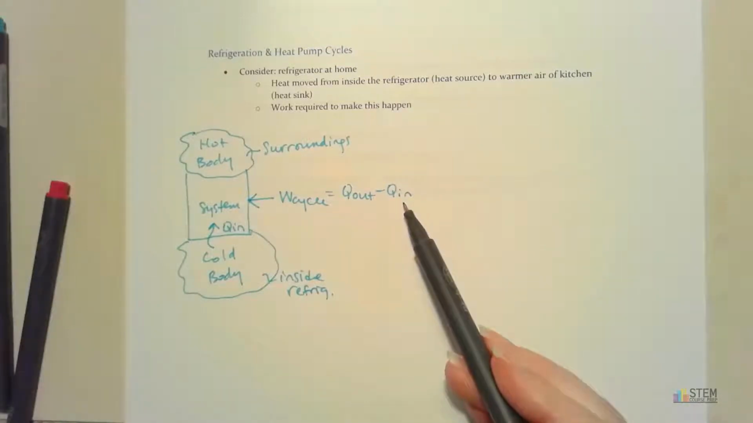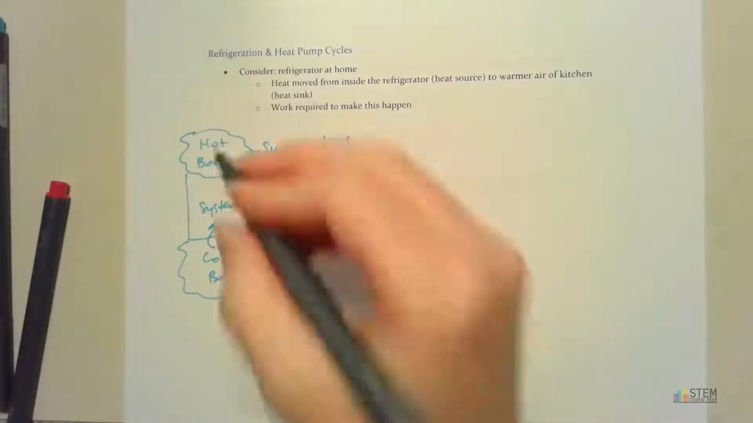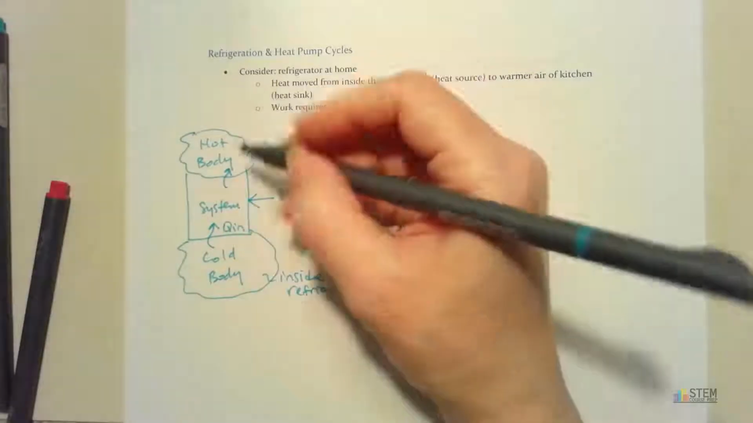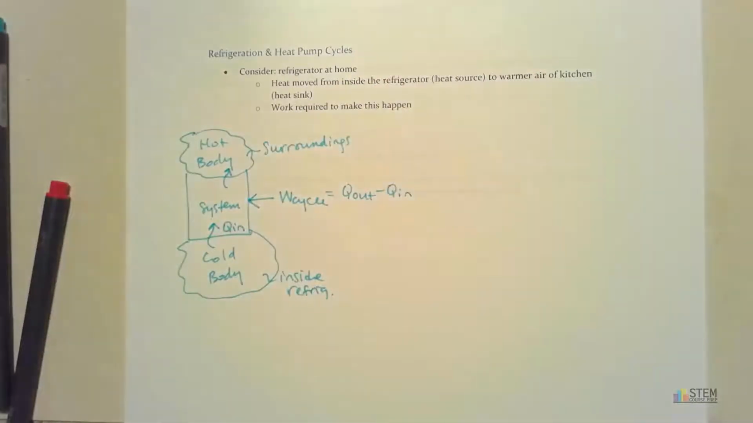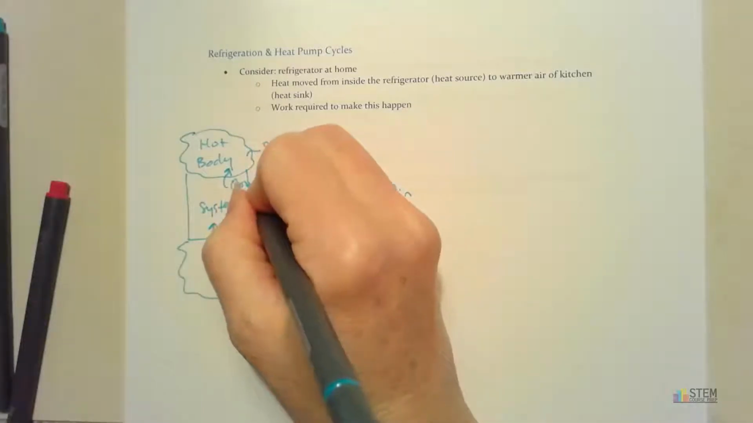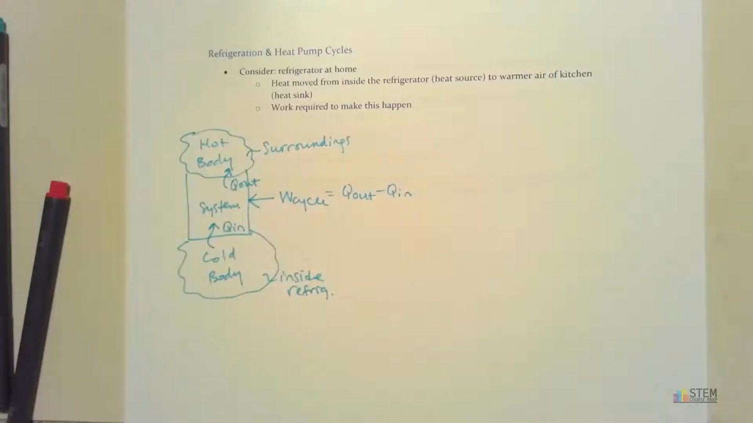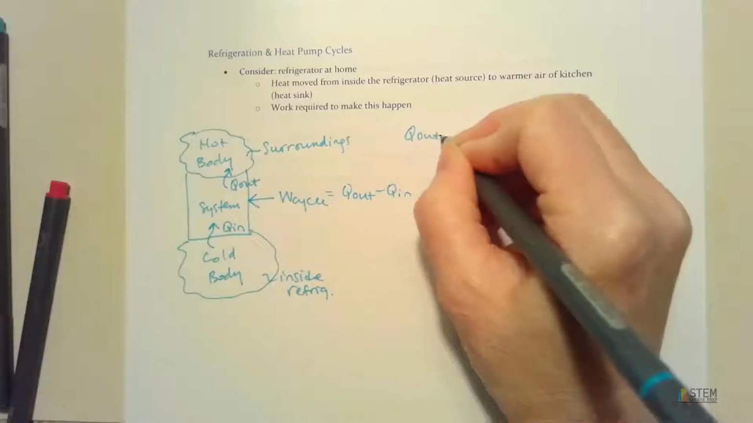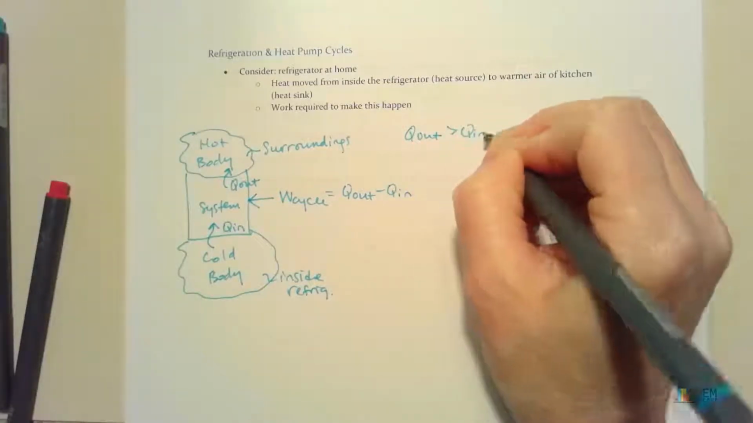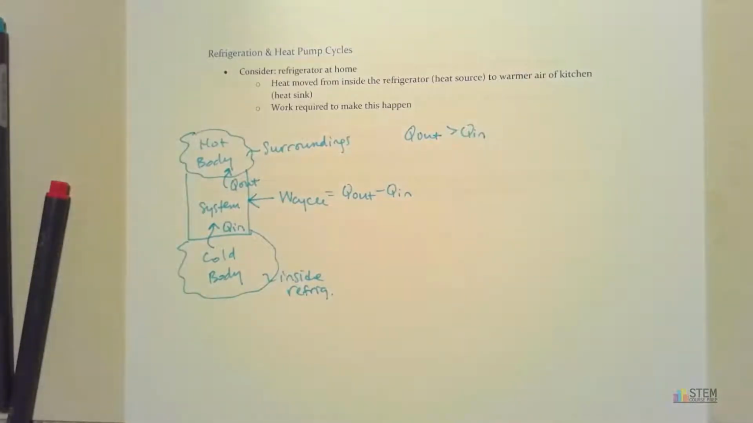All right, now we already know what Q in is. Well, what's Q out? Q out is going to be the energy that's transferred out of the system to the surroundings, like that. Okay. In this instance, we're going to have a Q out greater than a Q in. Okay, so it's kind of opposite from what we had before.